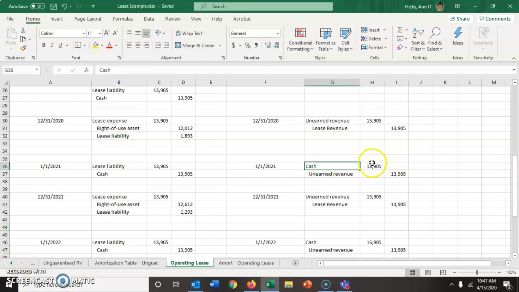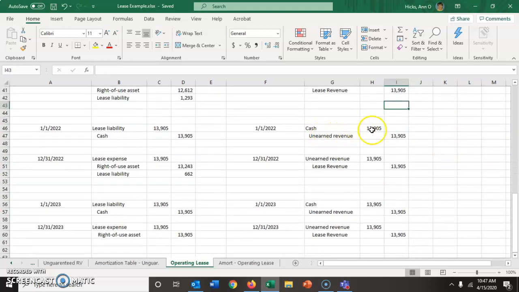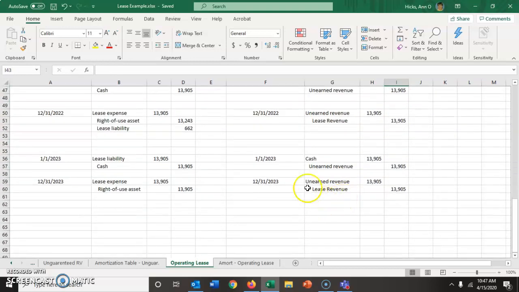Then on January 1 of 2021, they'll do the same thing. They'll receive the payment, debit cash, credit unearned revenue, and at 12/31, transfer the unearned revenue into revenue because they've met their performance obligation. And effectively, these will be the exact same entries every single year.